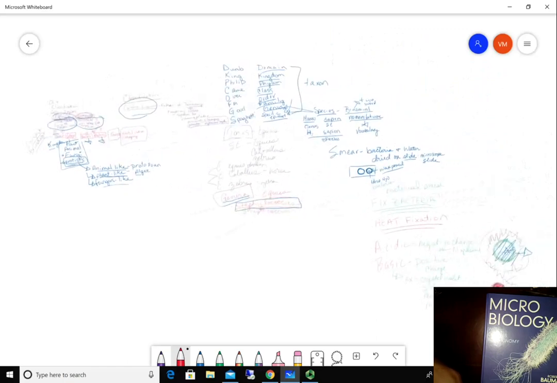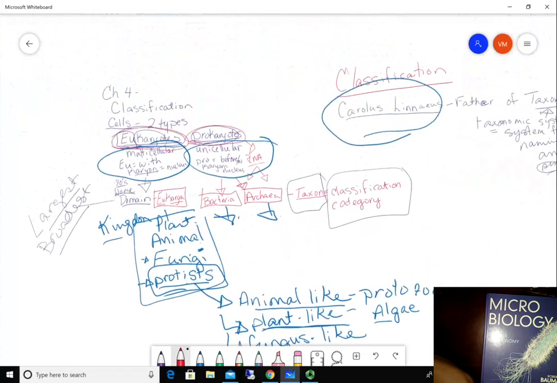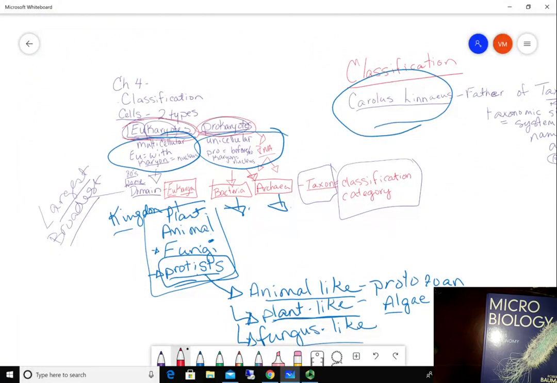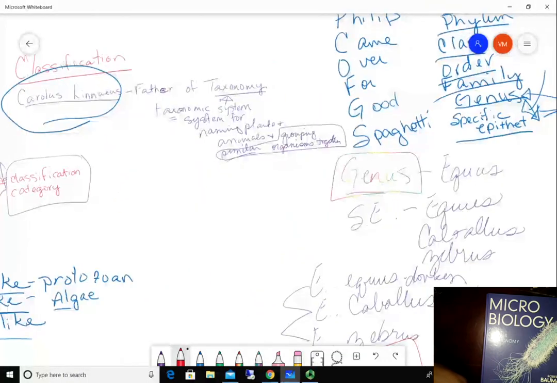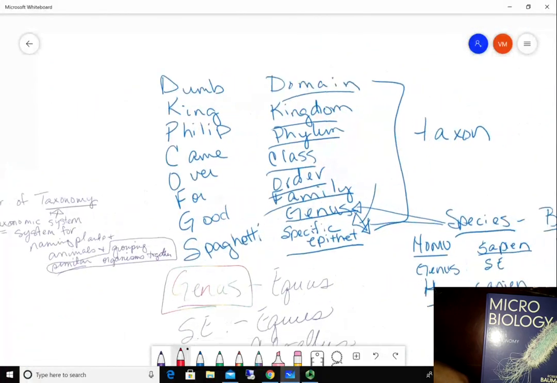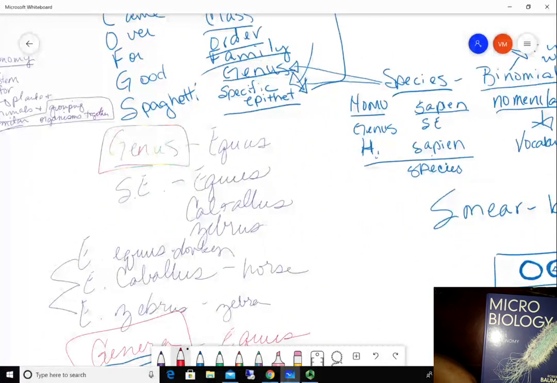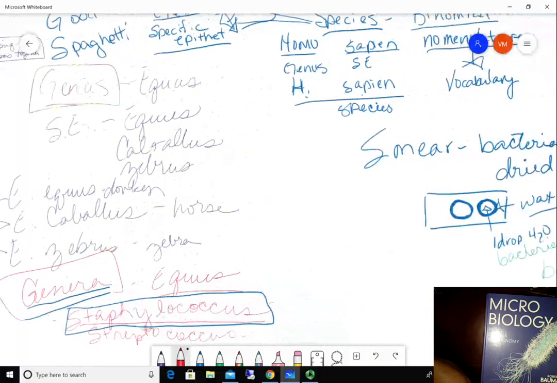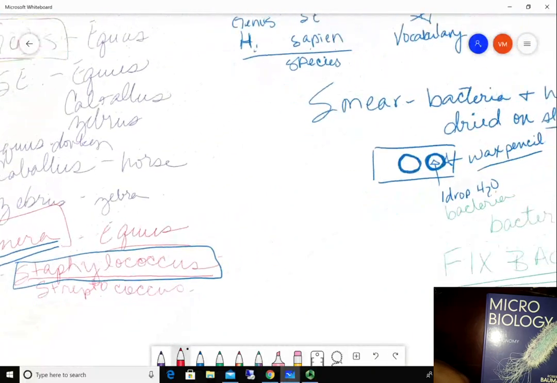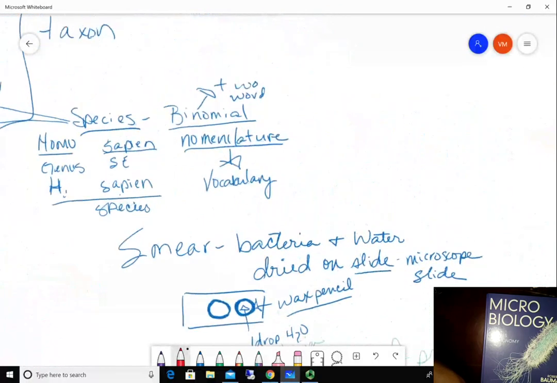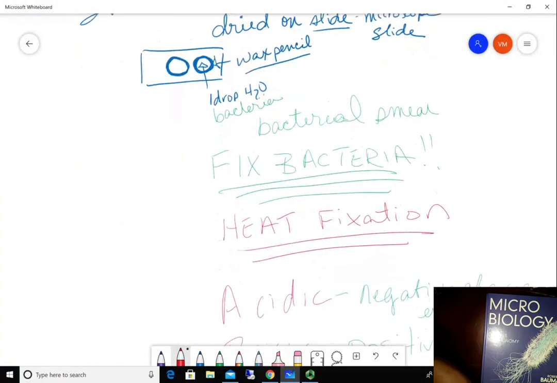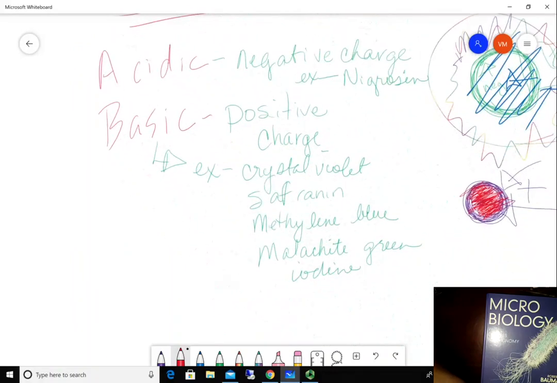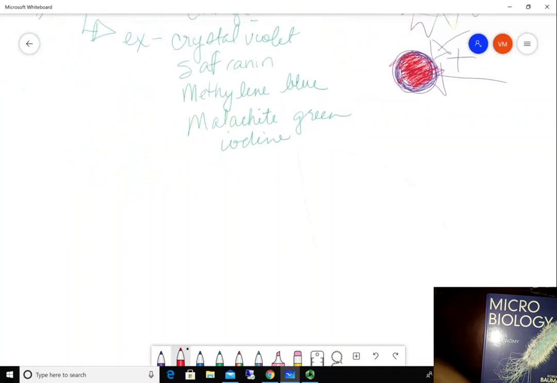All right, so this is pretty much what we've talked about. Let me bounce over here. We talked about classification, our cell types, our domains that we have, as well as our kingdoms. We also talked about our taxonomic systems and the father of taxonomy. Our taxons, as well as our genus and species, and our specific epithet. Genus, we understand, is a general term for and could be for a group of organisms, not just one. We also understand what a smear is, how to dry our smears, how to fix our smears, and then the dyes that we will use in our different staining procedures.